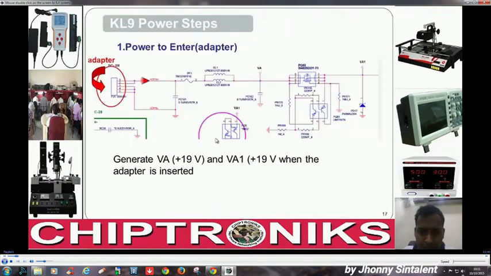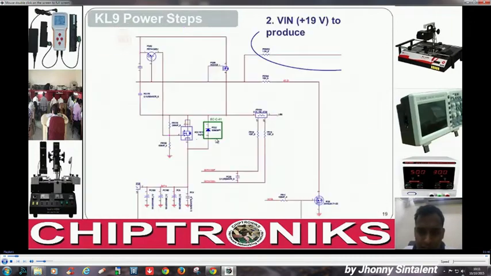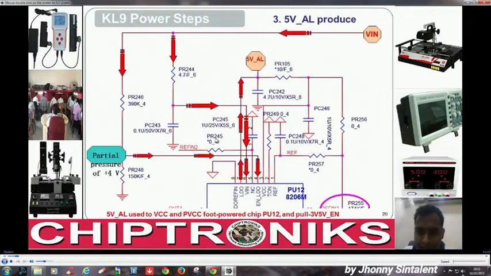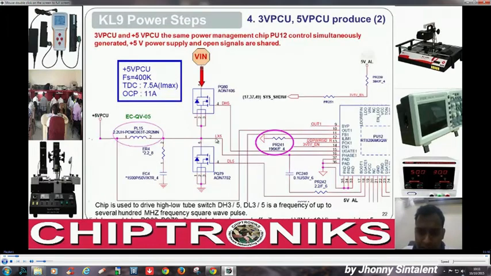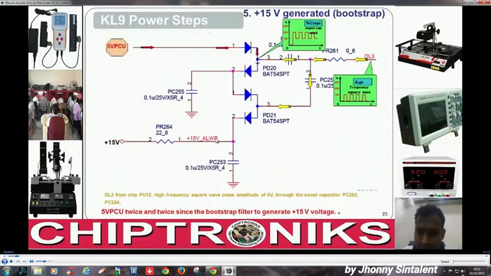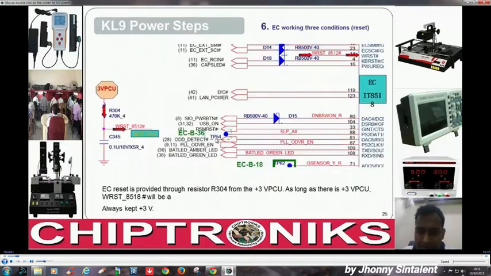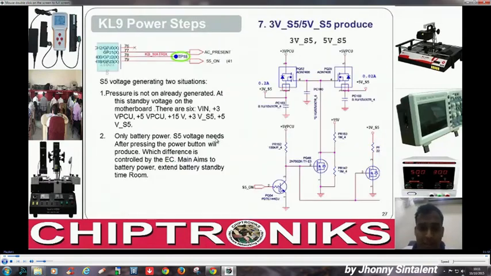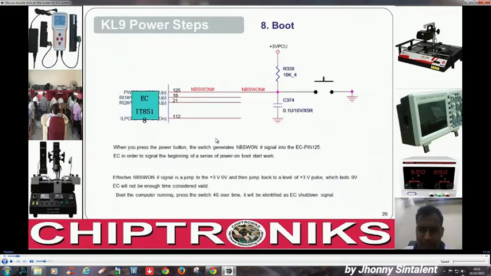Yes, we already covered these parts: the VIN and DC BAT OUT generation, the 3 and 5-volt regulators, and the IO controller working. We covered this part in very great detail. So yes, now this is very important.